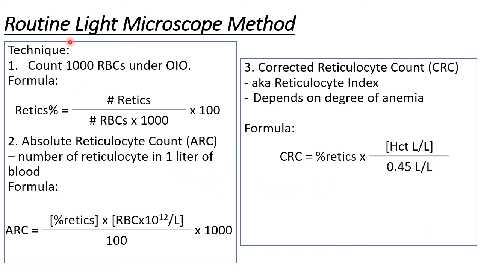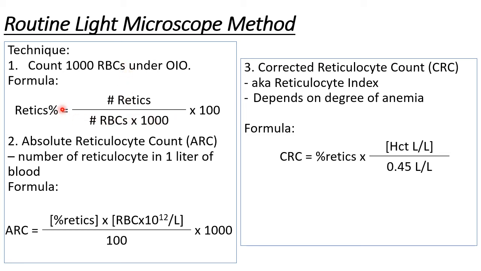Okay. While in a routine light microscope, our method of counting is different. Okay? So first, we count approximately 1,000 RBCs under OIO. In practice, that is about 10 fields, assuming there are 100 RBCs per field. So, out of the 10 fields, the number of retics you counted over the RBC count given in the data, okay? Multiply by 1,000, okay? If in percentage form, multiply your answer by 100. So, that is the reticulocyte count based on the light microscope method.